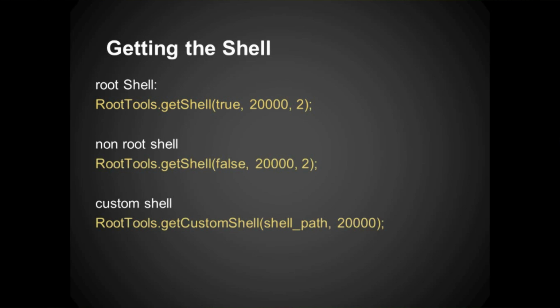The third type of shell that you can get is a custom shell. The custom shell allows you to specify the shell that you want to use instead of using the standard sh shell or whichever shell is set by default on the user's device. In order to use this, you have 2 arguments. The first one is required, the second one again is optional. The first one being the path to the shell that you want to open.